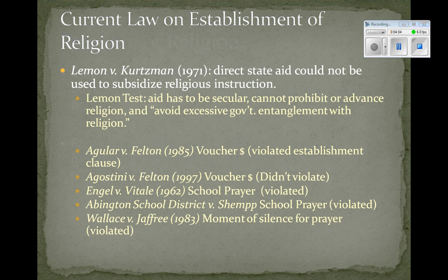Now the big Supreme Court case that we need to know when we think of the establishment of religion is Lemon versus Kurtzman, 1971. This case was brought before the Supreme Court, and what came out of it was the idea of the Lemon test. Anytime there's an issue over religion and the Establishment Clause, the precedent was set that the courts would then use this three-step Lemon test to gauge whether or not a law is entangled in the establishment of a religion.